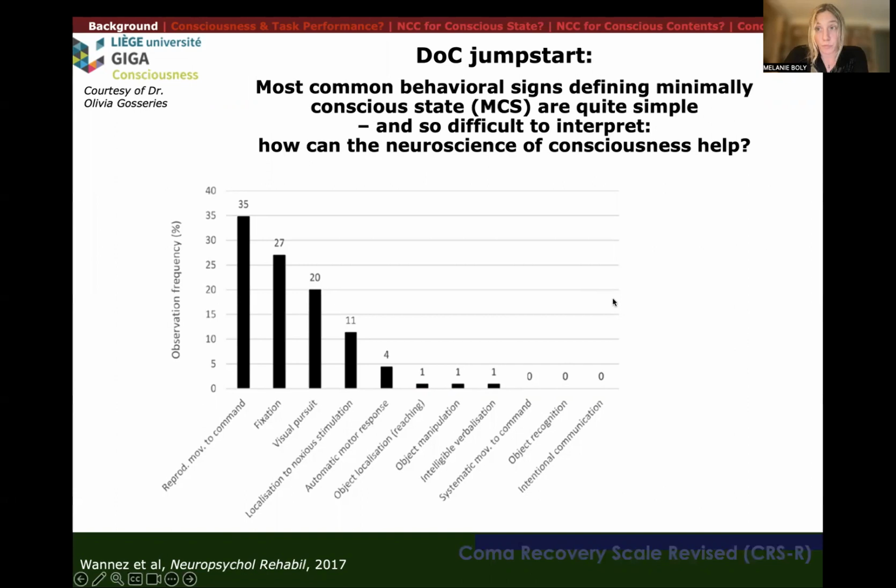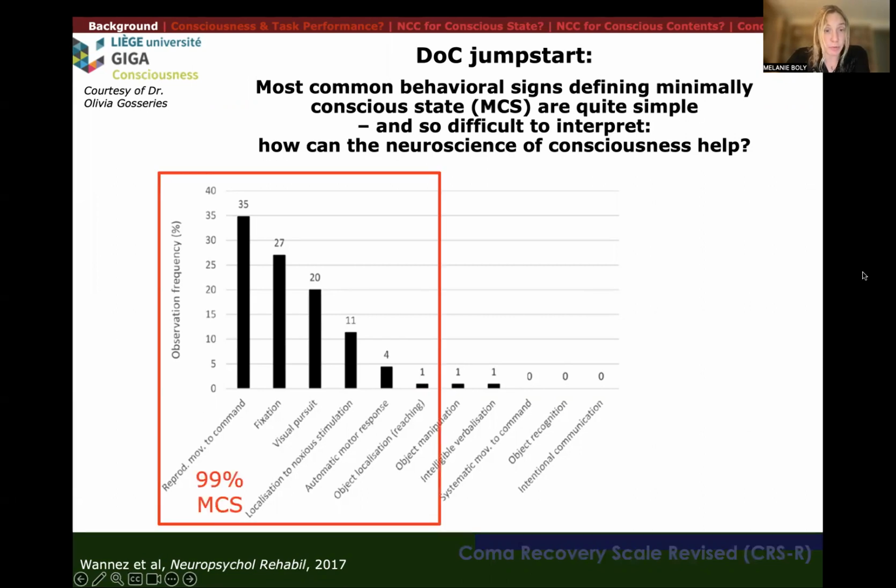There is a lot of discussion recently in the literature about the meaning of these purposeful behaviors that define the minimally conscious state. Patients in minimally conscious state are unable to communicate, but they show some non-reflexive behaviors. Most of them are actually quite simple and so difficult to interpret. Some of them respond to command, but a lot of them only show fixation to stimulus or visual pursuit.